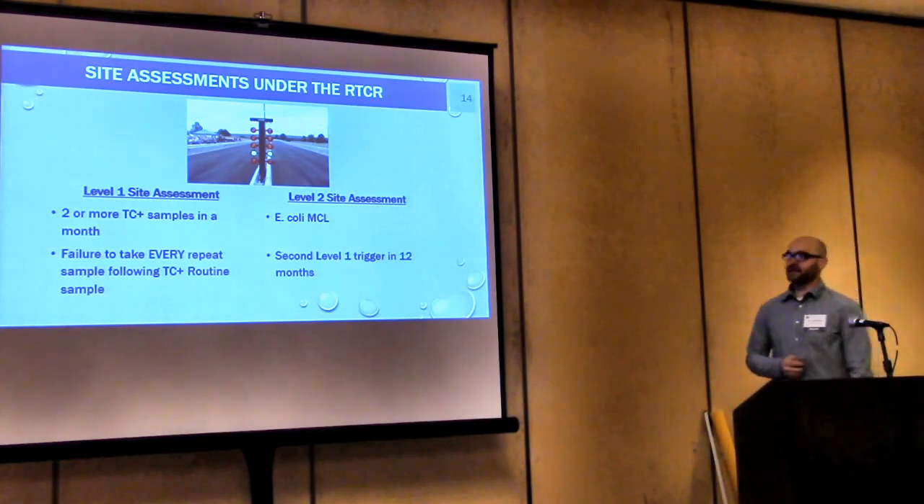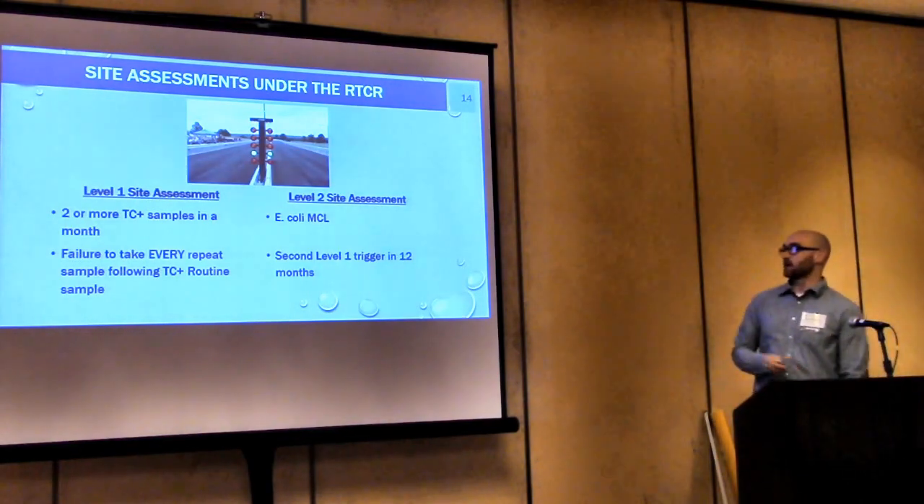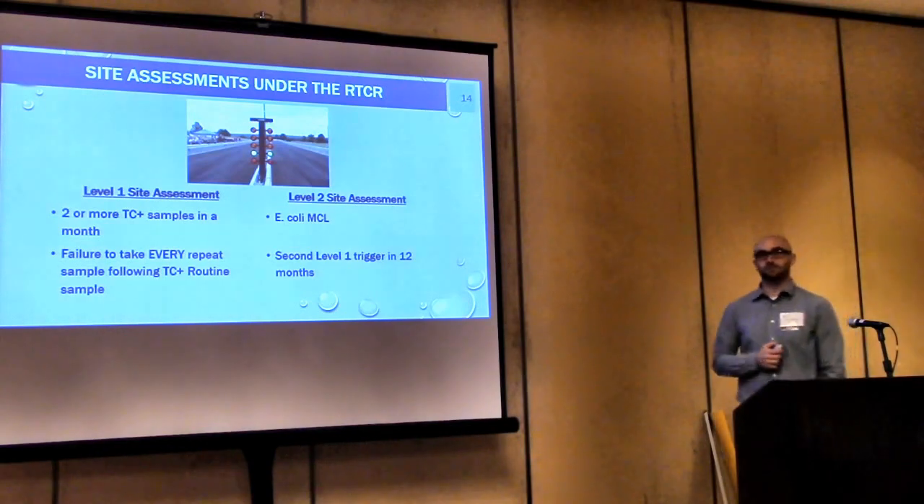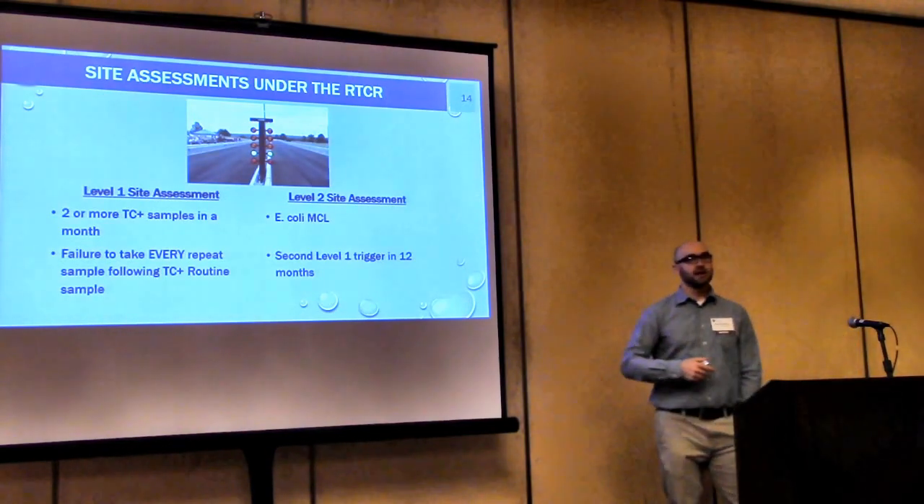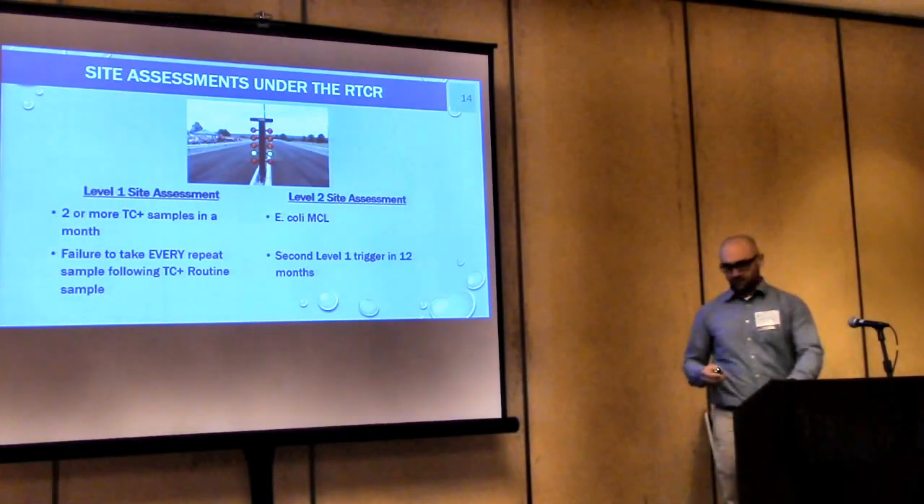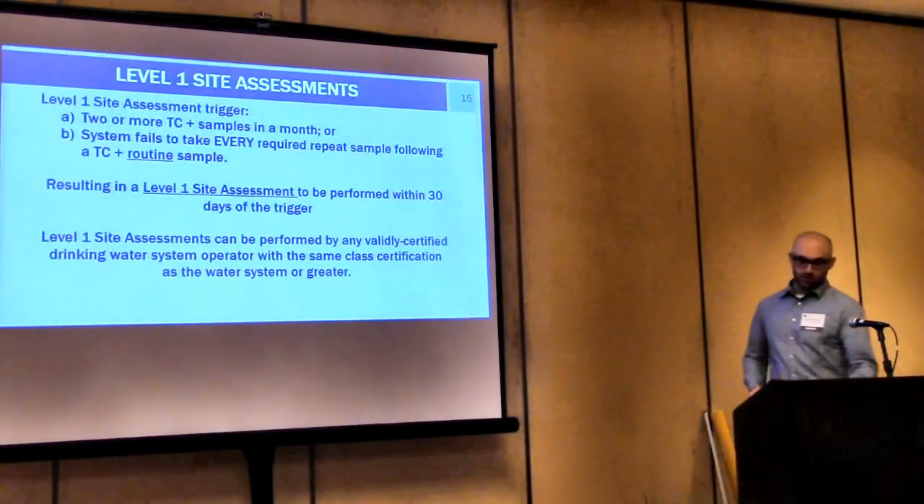A level 2 site assessment, ratchet it up a little bit. E. coli MCL, or if you have a second level 1 trigger in 12 months. So repeated issues or very serious issues. So we're going to start with level 1s.